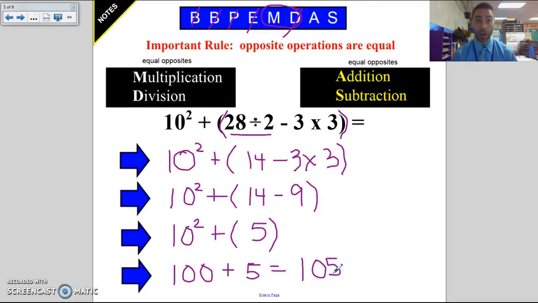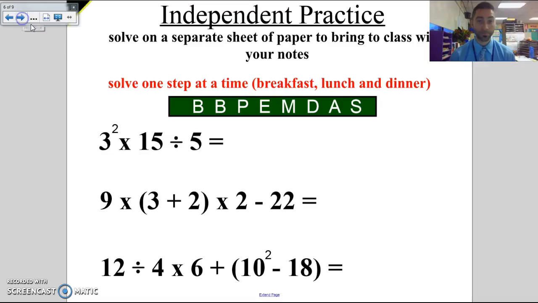So now you've got more problems to do on your own. And you are to bring them to class. Follow the BB PEMDAS. Make sure you write it at the top. So that way you can cross it out as you do it. Make sure you are doing it each time you do a new problem. BB PEMDAS should be written each time you do a new problem. You are to bring these to class tomorrow so that way we can go over them as a class.